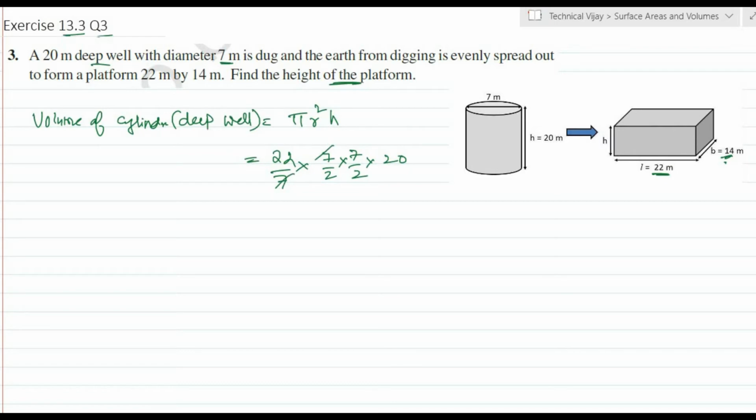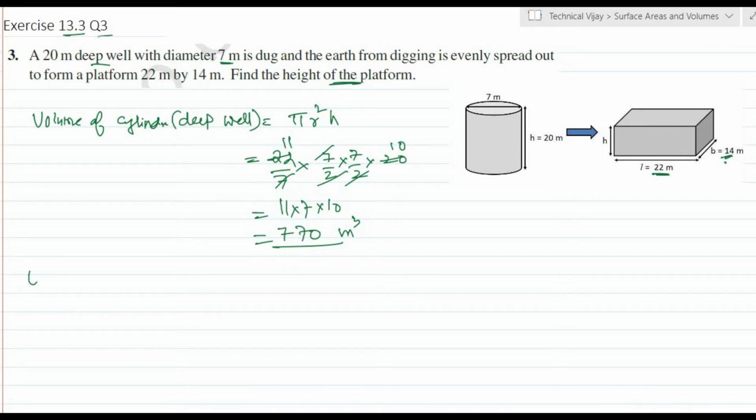So 7 7 cancel. 2 1s are 2, 10. 2 1s are 2, 11. So this is equal to 11 into 7 into 10. So 77 into 10 means 770 cubic meter. This is the volume.